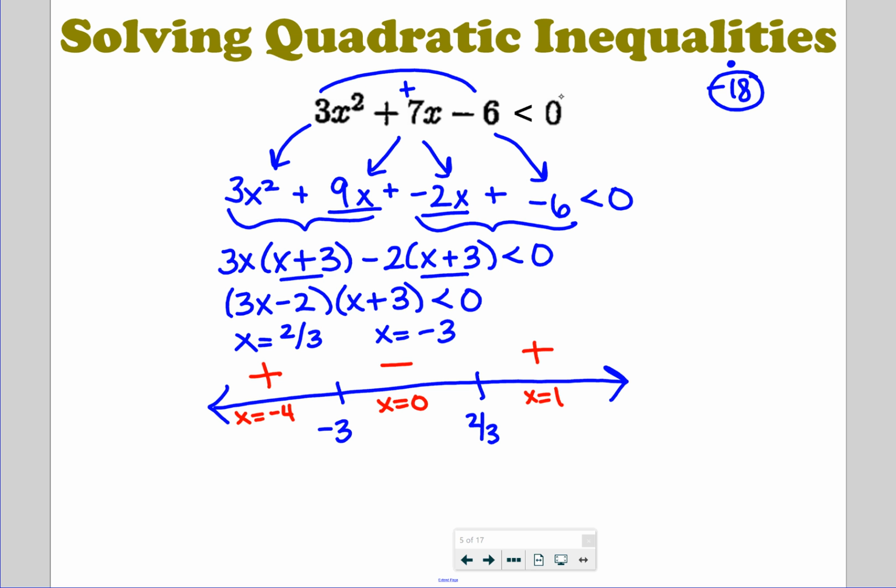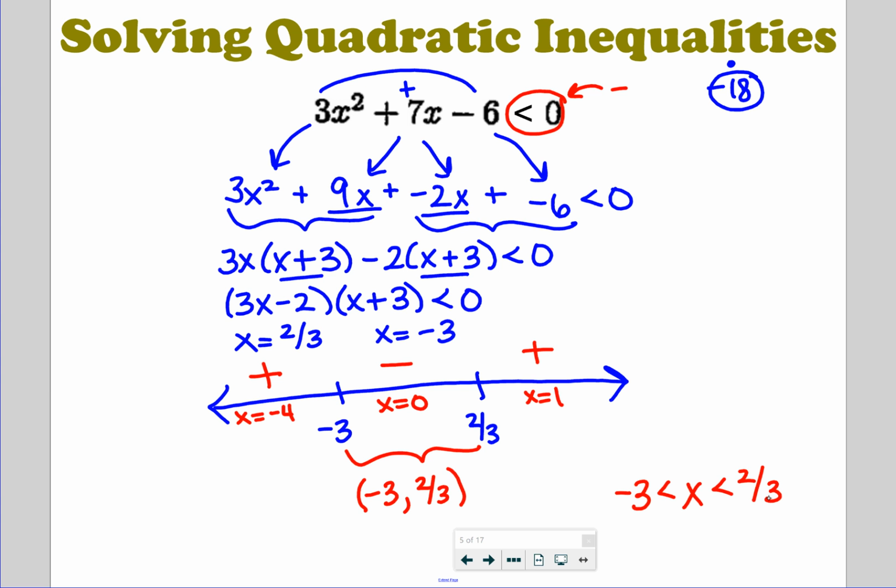Here we're looking for when the function is less than 0. So this time we want negative values, and we are not going to include our breaking points, because our breaking points are when it's equal to 0, and we want values that are strictly less than, strictly negative. So that would only include this group of numbers, and again, it does not include my breaking points. So in interval notation, my answer is -3 to 2/3. If I put that in the inequality form, it would be -3 less than x less than 2/3.